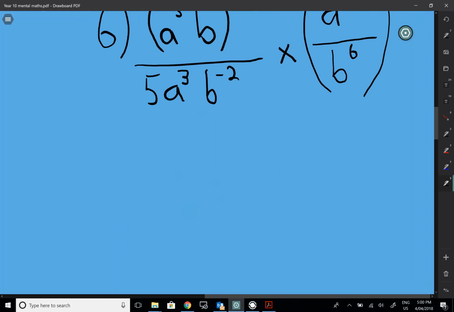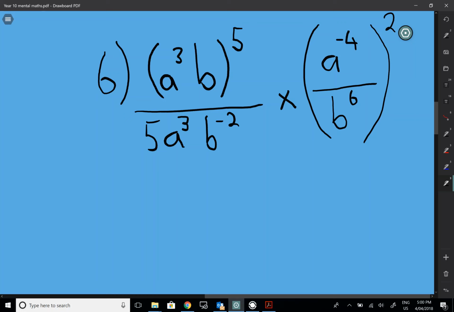Next one, very last, question 6. This one's a little bit tricky. Remember, with any of these, this 5 is going to affect the a cubed and it's going to affect the b. Same with this 2 over here, it's going to affect this and this. So let's do that first. This is going to change to a to the power of 3 times 5, b to the 5 over. Now there's no power of 5 to any of this bottom stuff, so that all stays the same.